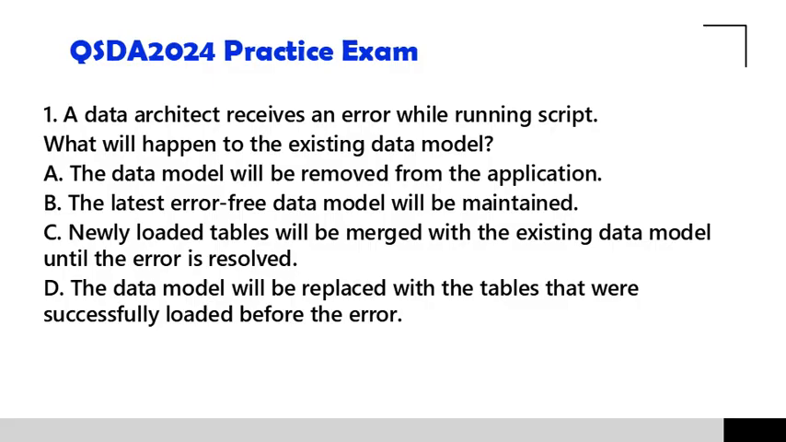1. A data architect receives an error while running script. What will happen to the existing data model? A. The data model will be removed from the application. B. The latest error-free data model will be maintained. C. Newly loaded tables will be merged with the existing data model until the error is resolved. D. The data model will be replaced with the tables that were successfully loaded before the error.